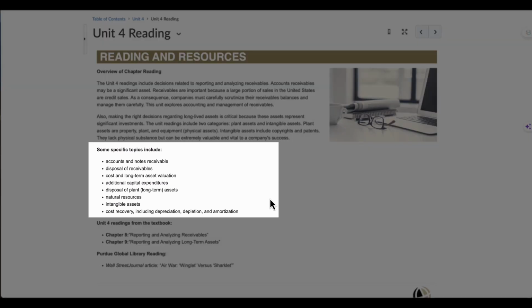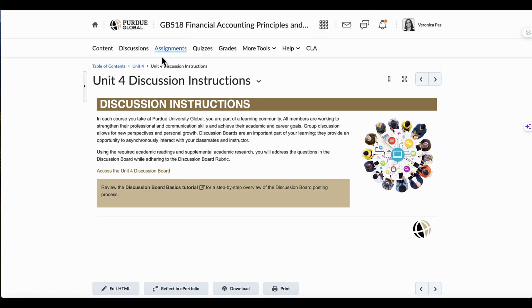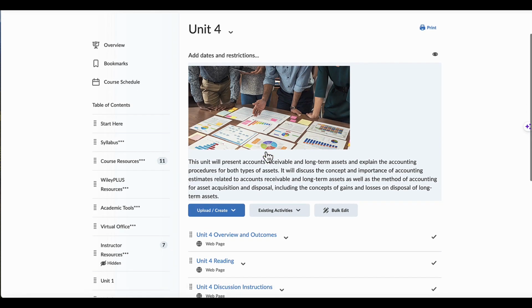So some topics that we're going to talk about are accounts receivable and notes receivable, disposal of receivables, cost and long-term asset valuation, additional capital expenditures, disposal of plant assets, natural resources, intangible assets, cost recovery, including depreciation, depletion, and amortization. And then we move on further into our unit, and we see we have a unit for discussion, as we typically do in most units.